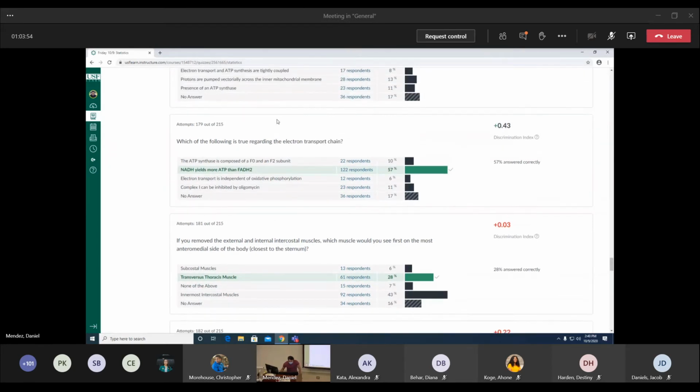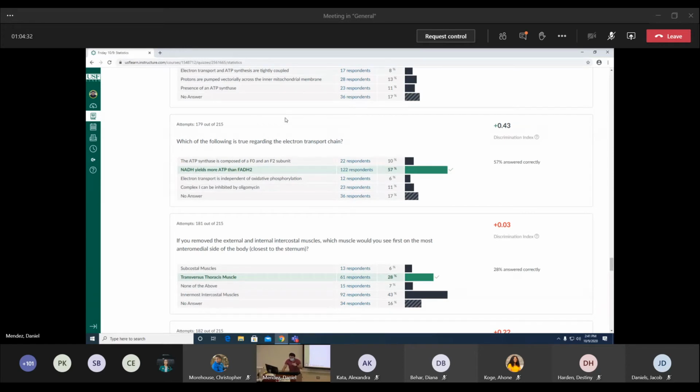All right, let's see. So the first one is, if you remove the external and internal intercostal muscles, which muscle would you see first on the most anteromedial side of the body, closest to the sternum? A lot of you chose innermost intercostal muscles, but do the innermost intercostal muscles go around the entire thorax region? No, right? Since it doesn't go across the entire thorax, and I'm talking about the portion just medial to the sternum, it's going to have to be the transversus thoracis muscle. Does everybody understand why that's true? Do you want me to explain, or is that enough?